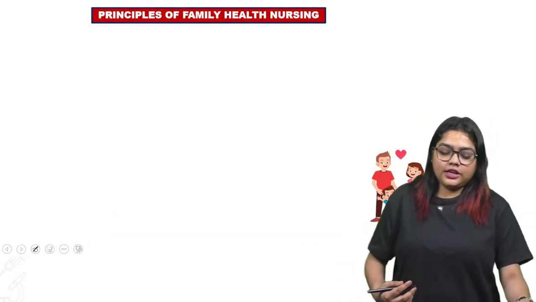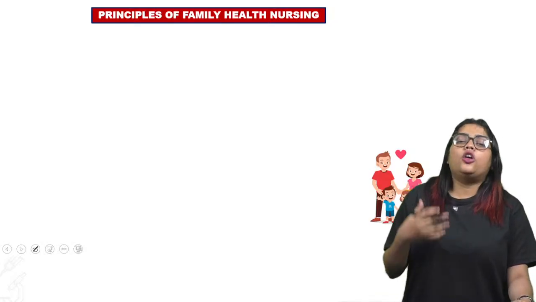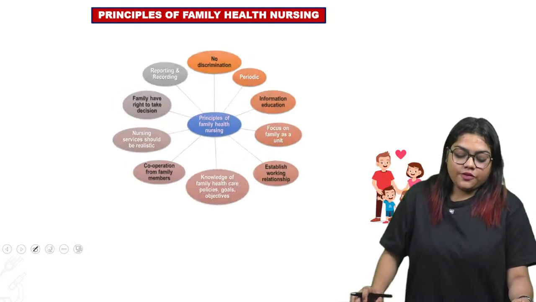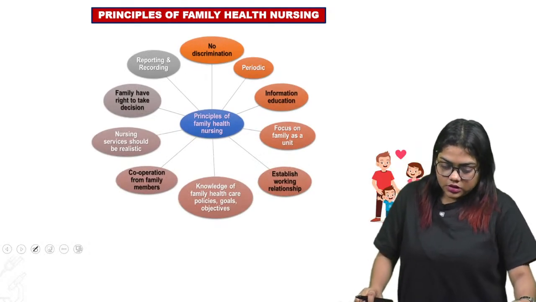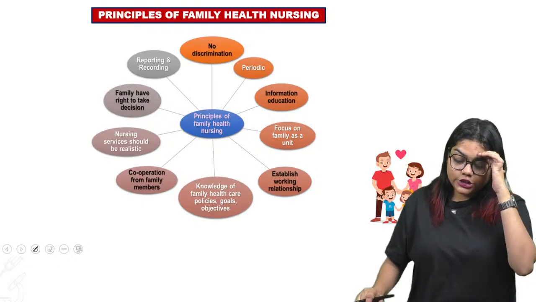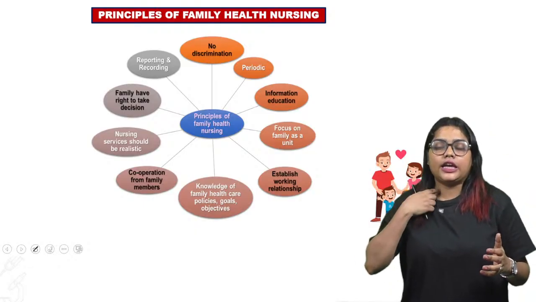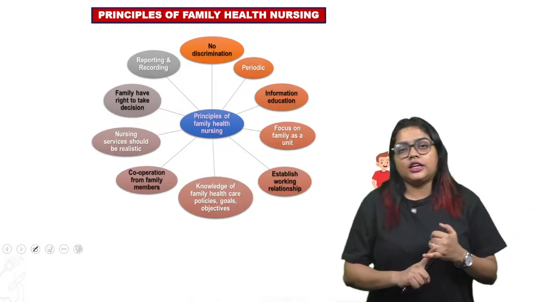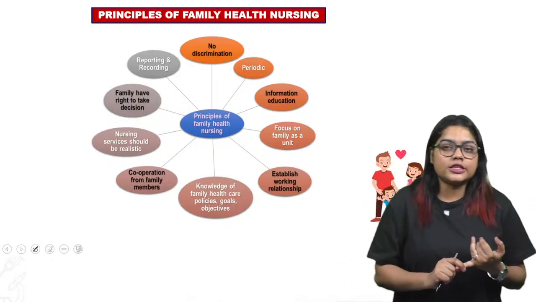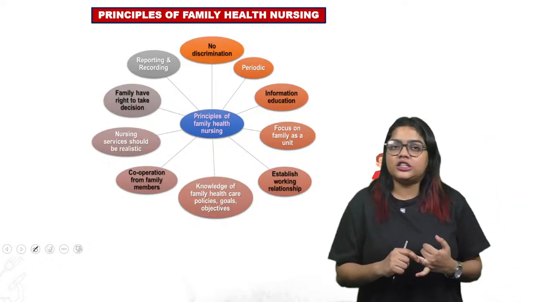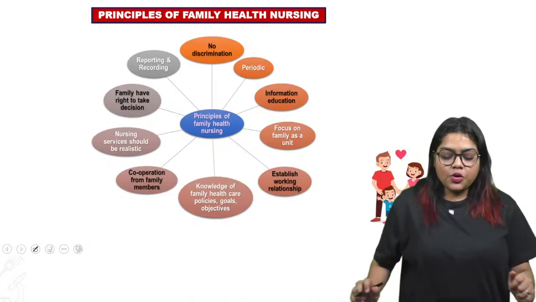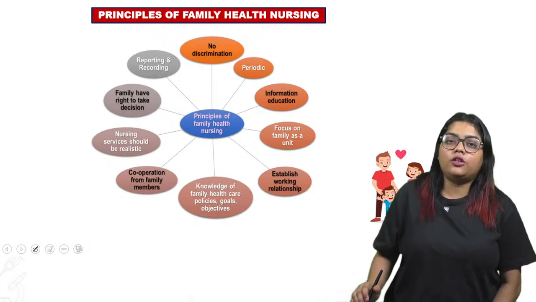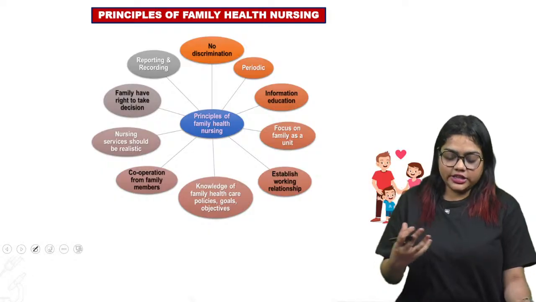Now to maintain family health nursing, or to give care in a family, what are the principles we should follow? There are different principles. First of all, there should be no discrimination while giving care to a family, not regarding their age, gender, social status, values, moral, culture, religion, caste, nothing. We have to give the care irrespective of their status.